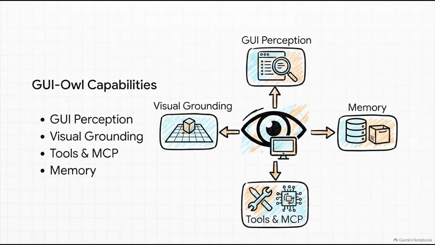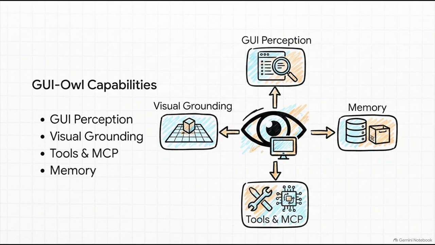So how does this actually work? Well, if Mobile Agent is the hands doing the clicking and swiping, GUI is the multimodal visual cortex processing what's actually on the screen. Let's look at its core capabilities. First up, GUI perception and visual grounding. This means the model can look at a totally cluttered screen and instantly pinpoint exactly where the search bar is, or the back button, or a specific image.